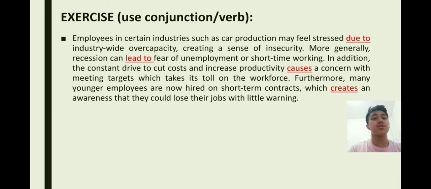So after the conjunction, we put the effect sentence, and then it goes on like that. So I'm going to read the answer for you. In addition, the constant drive to cut costs and increase productivity causes a concern with meeting targets, which takes its toll on the workforce. Furthermore, many younger employees are now hired on short-term contracts, which creates an awareness that they could lose their jobs with little warning.